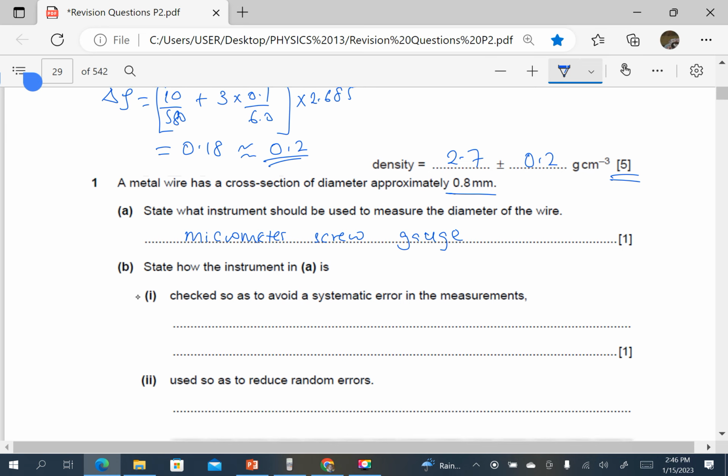State how the instrument in A is checked so as to avoid a systematic error. The most important systematic error here is a zero error, so check for the zero error. You can also check for wrong calibration, but you may not easily check a wrong calibration using a micrometer screw gauge. So check for the zero error, because zero error is systematic.